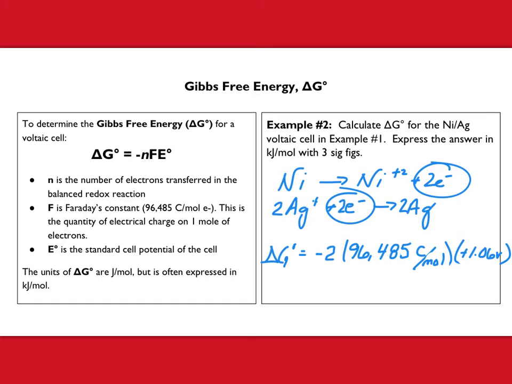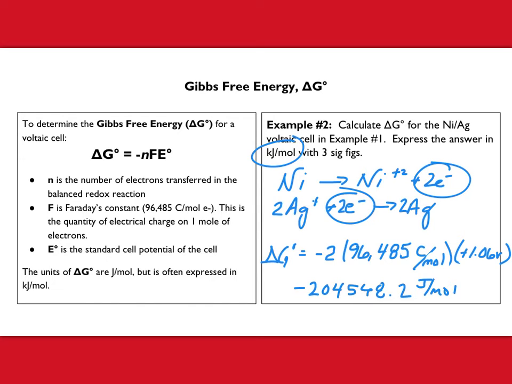Okay, I filled in the values for the Gibbs free energy equation. So I've got -2, that's the number of electrons transferred. I've got Faraday's constant, and I've got the value for the voltage across that cell that we figured out in the last problem. So if I put this in my calculator, I get an answer of -204,548.2 joules per mole. But we want this in kilojoules per mole, so I need to divide that by 1,000.